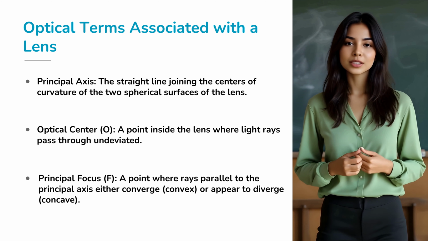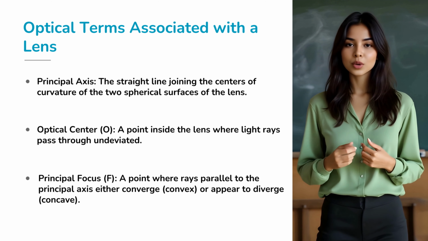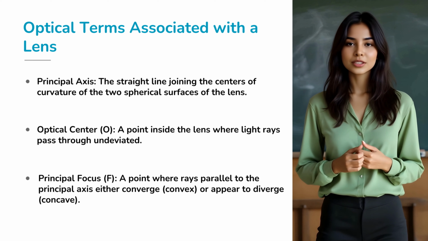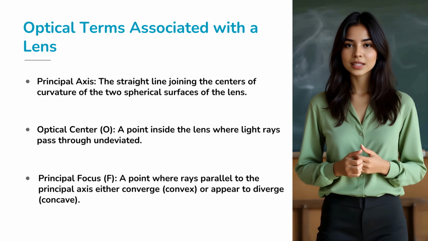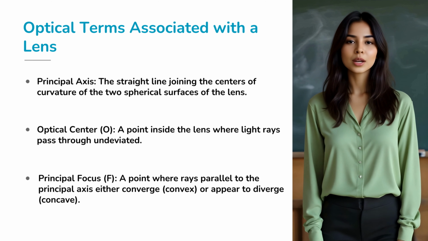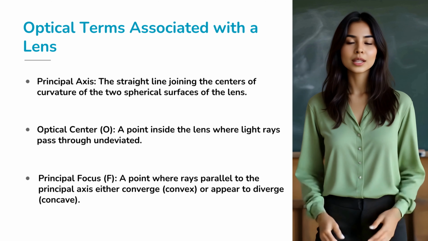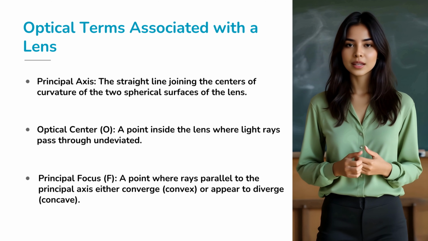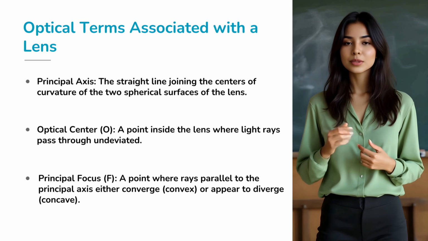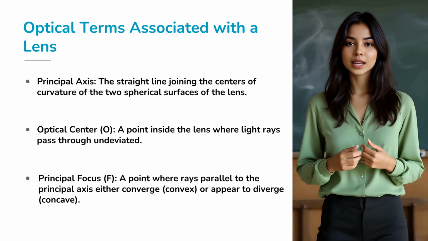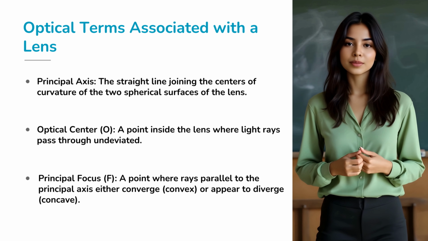Next, the optical center, often shown as the point O. This is the special VIP point inside the lens. Any ray of light passing through it doesn't bend at all, it just goes straight, as if the lens politely steps aside and says, "Go right ahead, no questions asked."